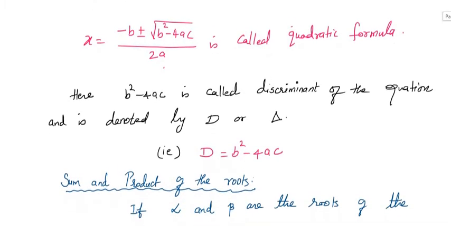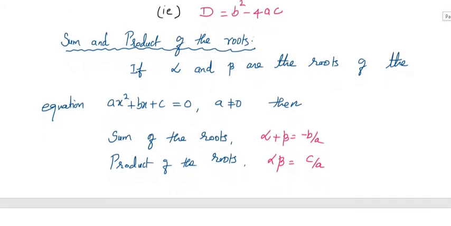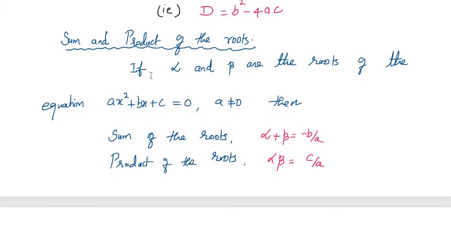The next is sum and product of the roots. This also you might have learned in 10th. If alpha and beta are the roots of the equation ax square plus bx plus c equal to 0, a is not equal to 0, then the sum of the roots alpha plus beta is minus b by a, minus coefficient of x by coefficient of x square. Similarly, the product of the roots alpha into beta is c by a. I think you may recall all these formulas now easily, right?